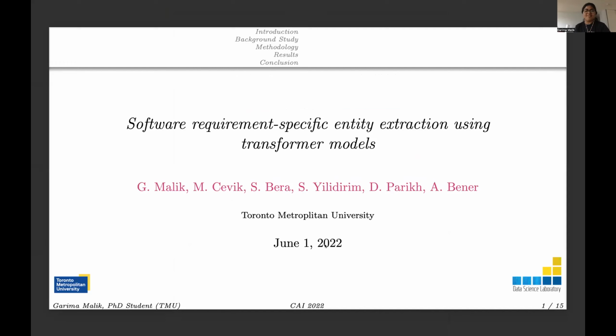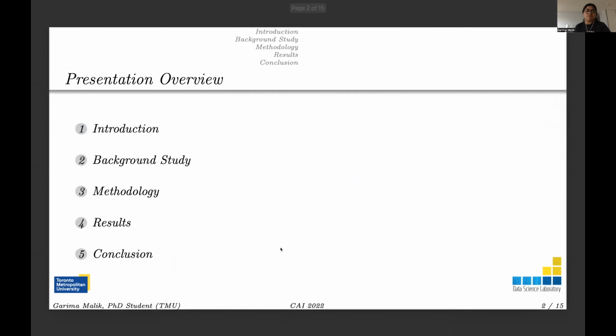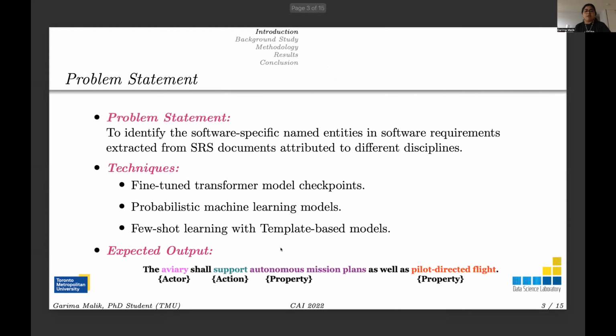Thank you, Paula. Hi, everyone. My name is Garima Malik, and I'm a PhD student at TMU University. Our paper is software requirement specific entity extraction using transformer models. This is my presentation overview. I'll start with some basic introduction, then some background study, then we'll discuss the methodology and results, followed by the conclusion. So what's our problem statement?